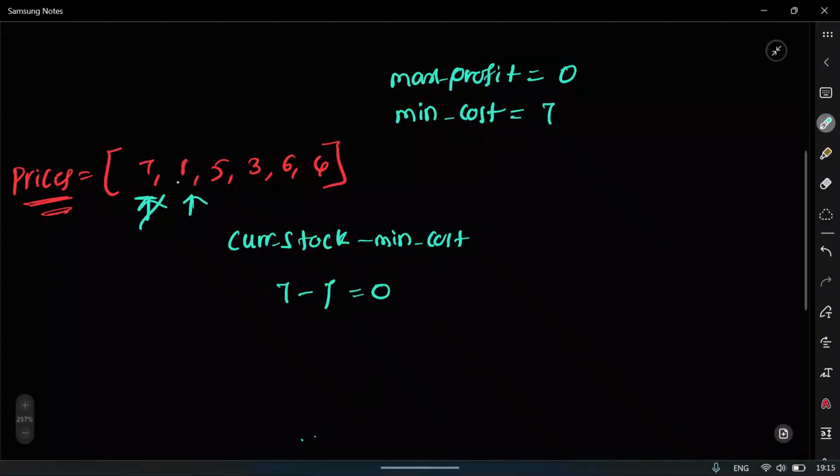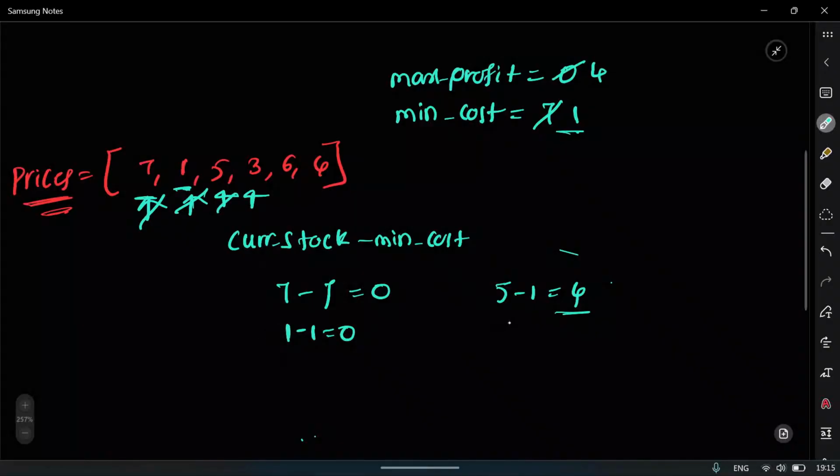And for this, we can see that 1 is lesser than the minimum cost that we have seen so far. Therefore, I'm going to update it with 1. And we're going to do the same thing. The current price is 1, the minimum is 1, both are 0. Move it further. 5, which is greater than the minimum cost, not going to update it. Therefore, the current price 5 minus the minimum 1 is 4. The maximum profit you can get is 4. I'm going to update it because it is greater than 0.